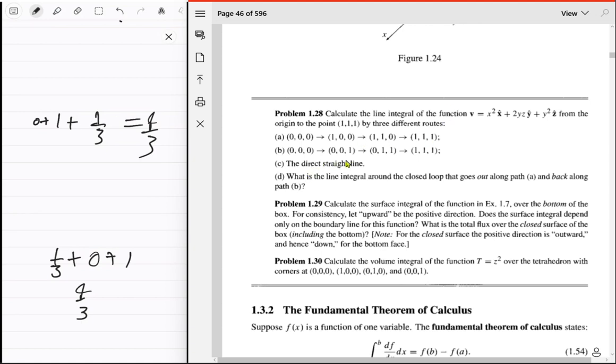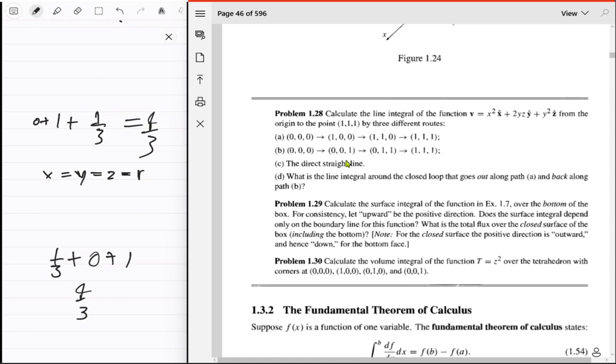Then you got a direct straight line. You want to figure out what? Oh, it's just going from there to there. That's also going to be 4 upon 3, right? Yeah. Of course, 4 upon 3. You can do it like this: let's say x is equal to y is equal to z is equal to r. That's how we will parameterize it.